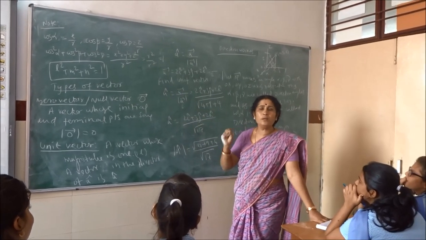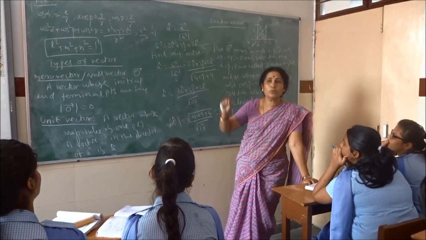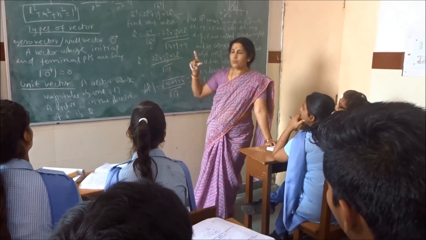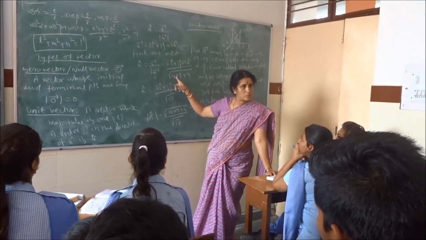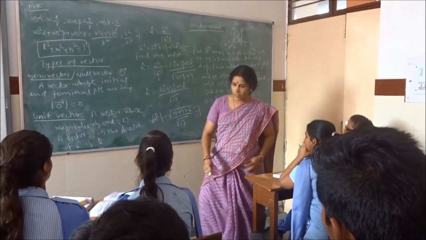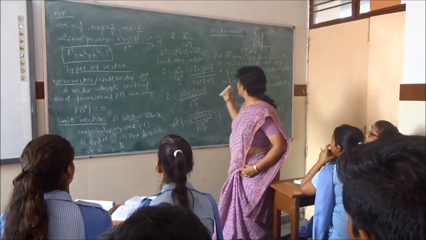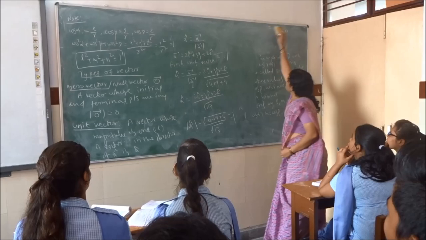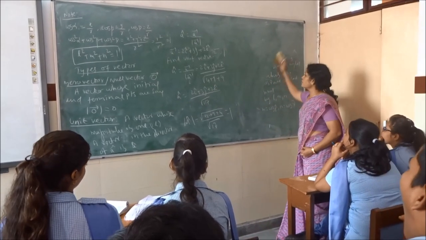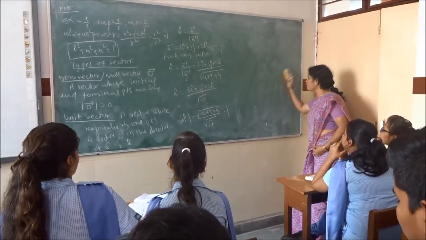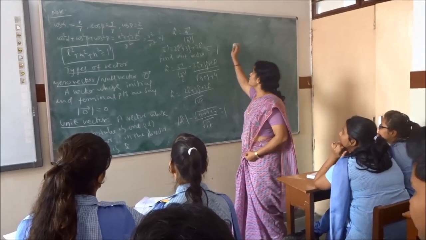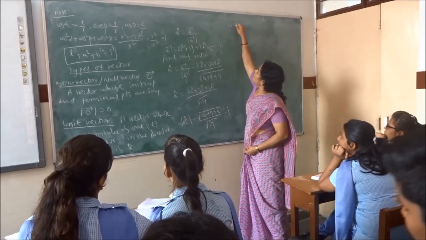So how to find the unit vector? Unit vector equals that vector upon the magnitude of the given vector. Clear to you? So what is the unit vector? Next to the definition, this one is a most important question. Maybe they will ask a 1 or 2 mark question to find the unit vector. So for unit vector, what formula did I tell? That vector upon magnitude.